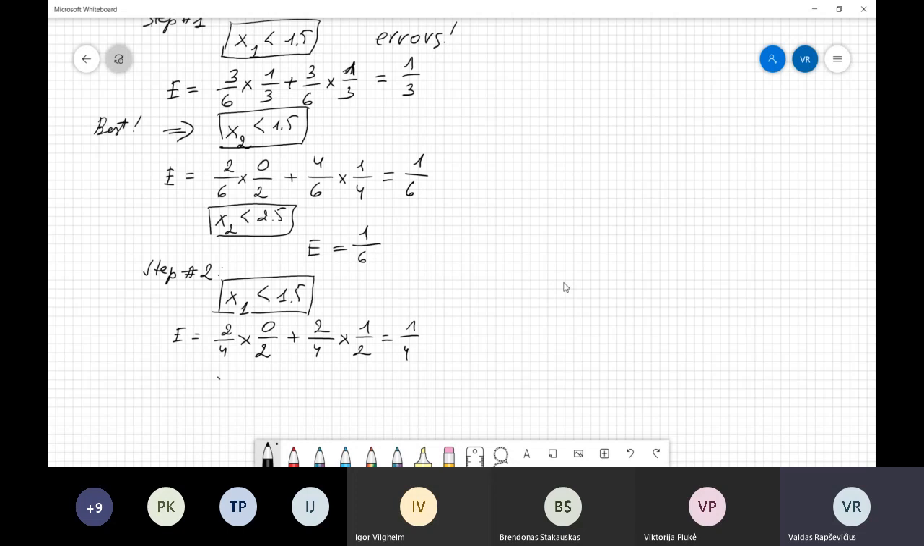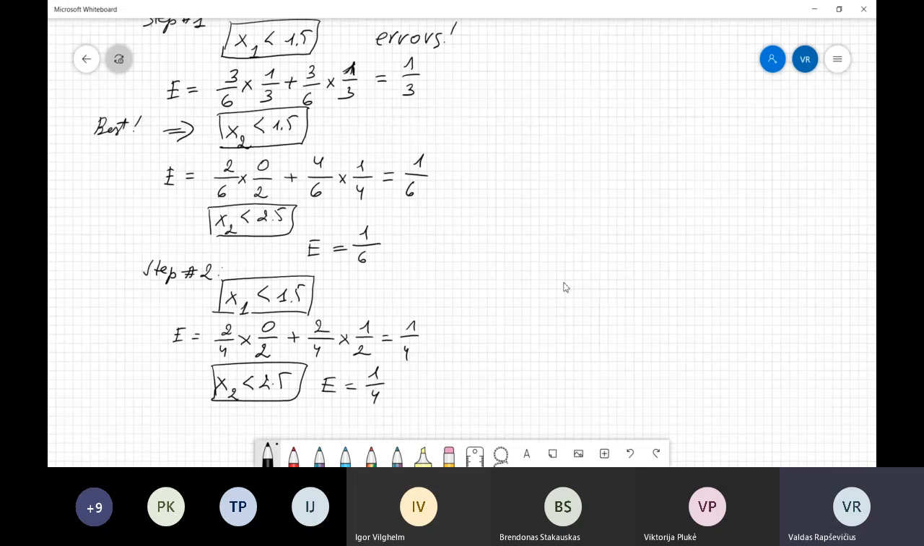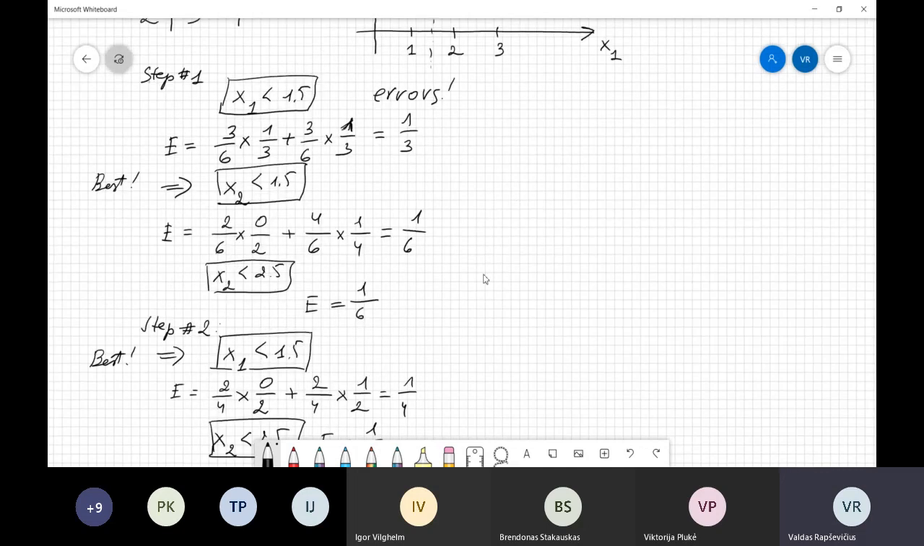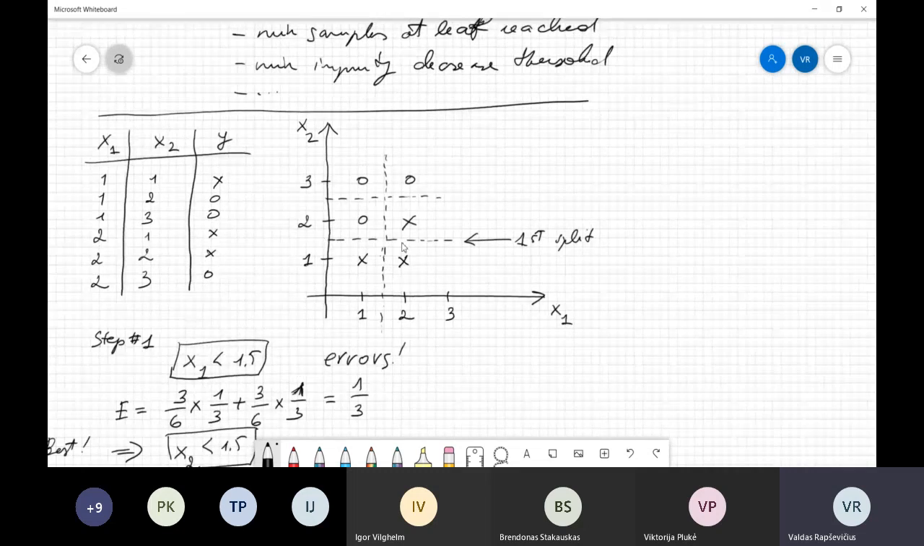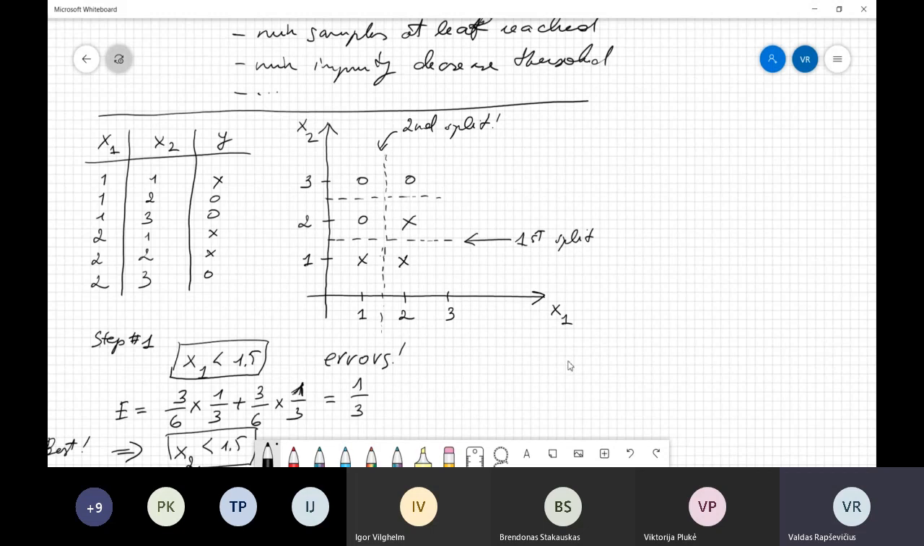If we would try to split x2 less than 2.5, we would just get the same error. Error equals 1/4. So exactly the same situation, so no gain. We take as best this one for the second split. Okay, so obviously once we did the first split, the second split for this partition, right? Second split. Okay, this is the second split.